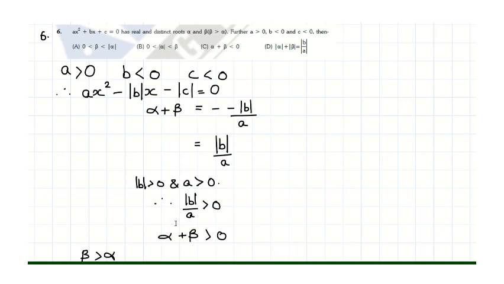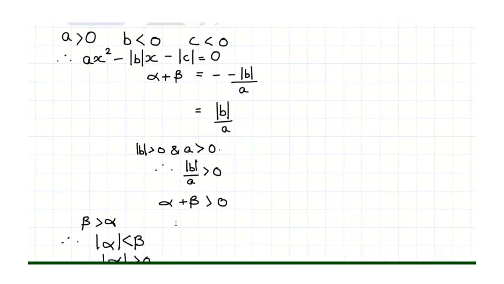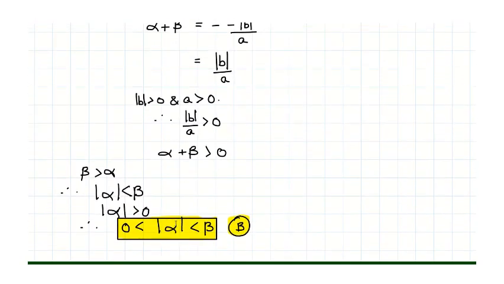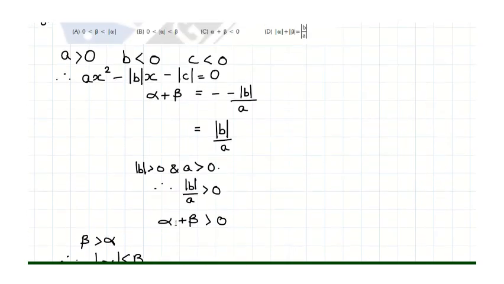Now we can apply the equation of roots and we get alpha plus beta equal to mod b by a. We know that mod b by a is greater than 0 because mod b is greater than 0 and mod a is greater than 0. Thus we have alpha plus beta greater than 0. Since beta is greater than alpha, we have mod alpha less than beta and mod alpha greater than 0. Thus 0 is less than mod alpha is less than beta, which is option B.